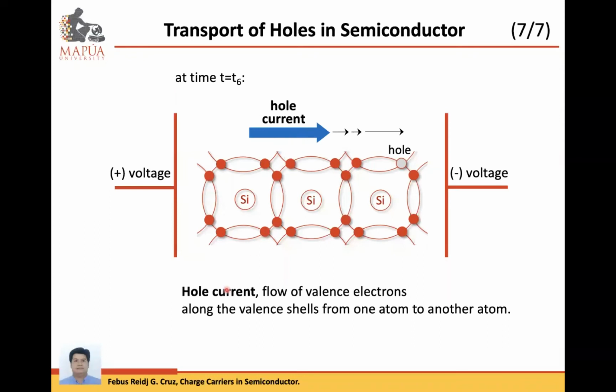Okay? So note that hole current is actually the flow of valence electrons along the valence shells from one atom to another atom, moving from one vacant space, or vacant hole, to another vacant hole. Okay? So ganun yung trabaho ng holes. So pag mas marami yung holes, mas maraming valence electron ang pwedeng gumalaw. So eventually, hole current increases.